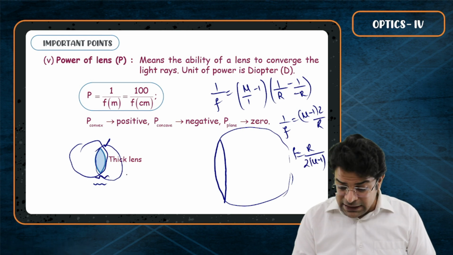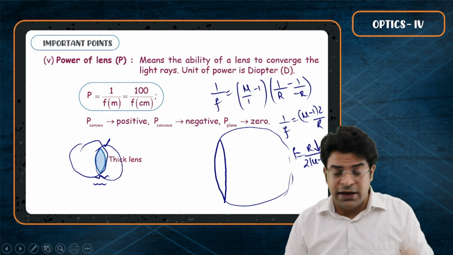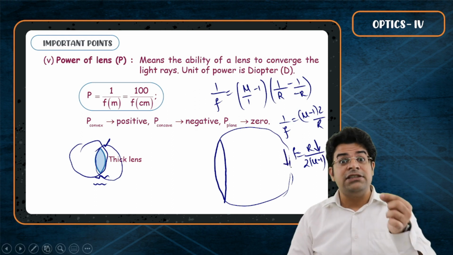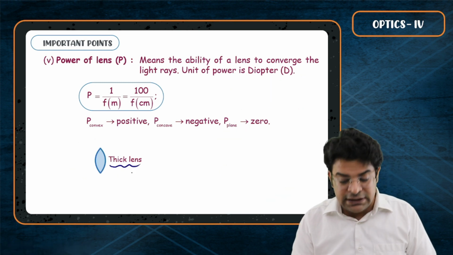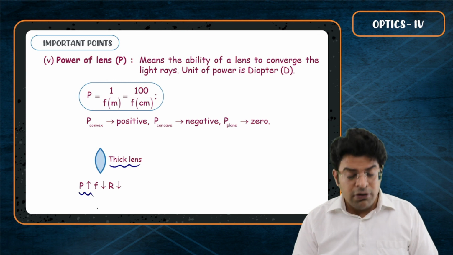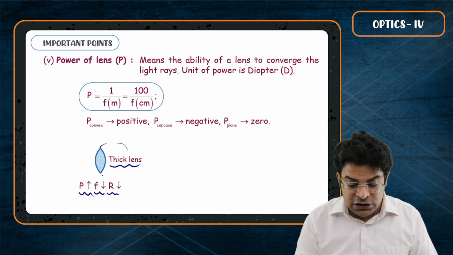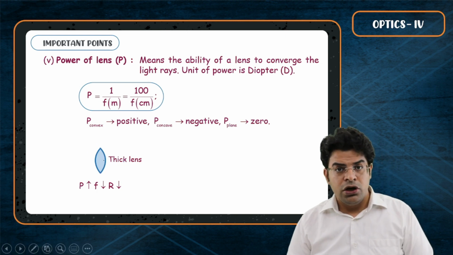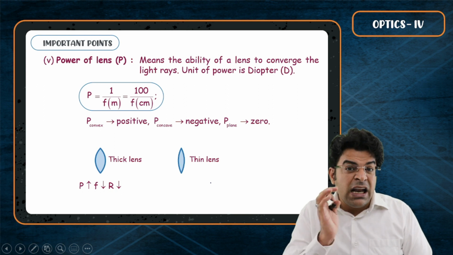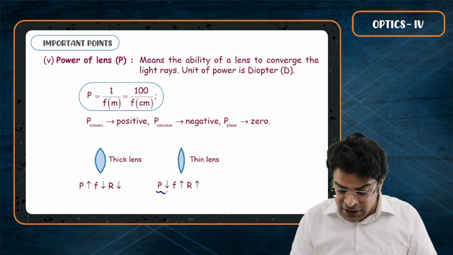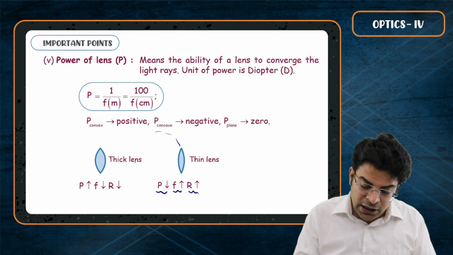A thick lens has lesser radius. As the thick lens has lesser radius, it has lesser focal length, and as it has lesser focal length, it is more powerful. So thick lenses have more power, lesser focal length, and lesser radius of curvature of the curved surface. To the contrary, thin lenses are less powerful. They have less power, more focal length, and greater radius of curvature.